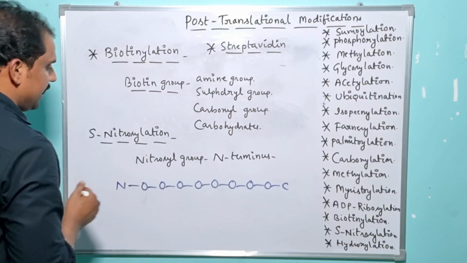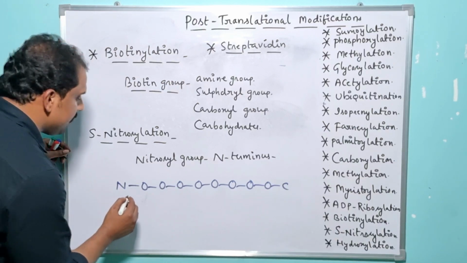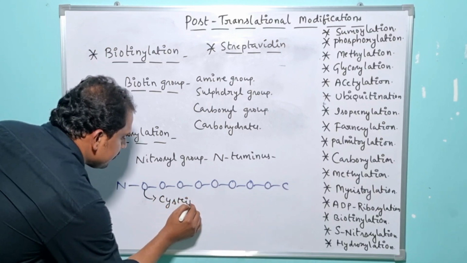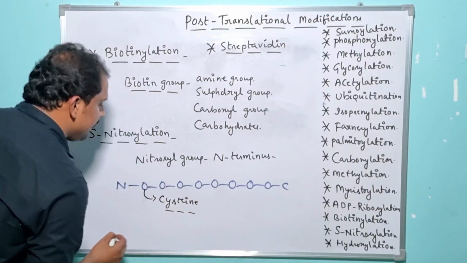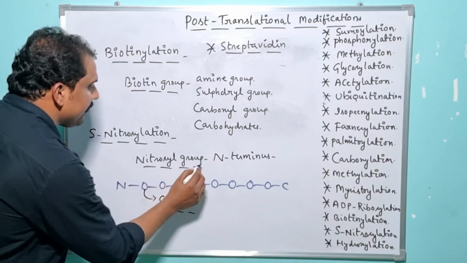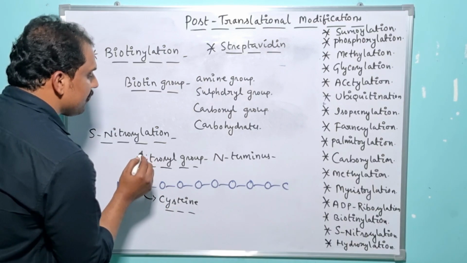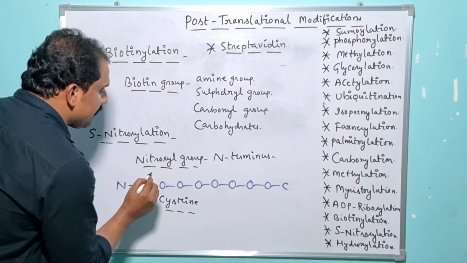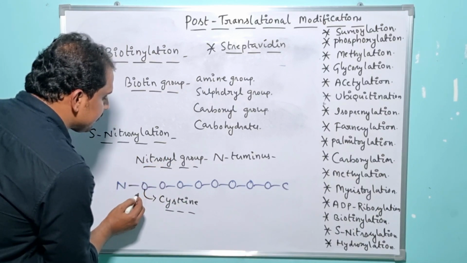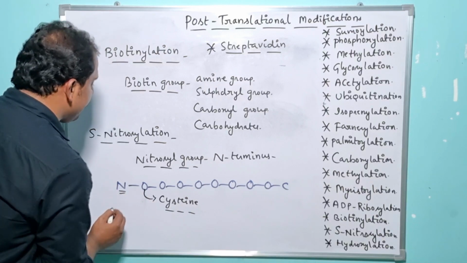So here, let us assume there is an availability of a specific amino acid known as cysteine. To the cysteine amino acid which is present at the end terminus, the nitrosyl group gets successfully recruited by taking advantage of an enzyme known as nitrosyl transferase. So by taking advantage of nitrosyl transferase, the nitrosyl group gets successfully recruited to the thiol group of the cysteine amino acid, which is present at the end terminus.